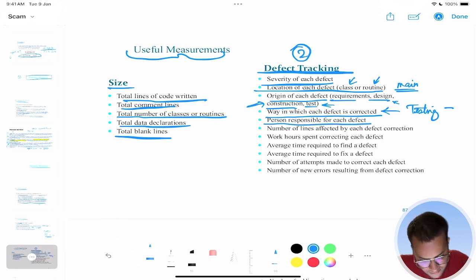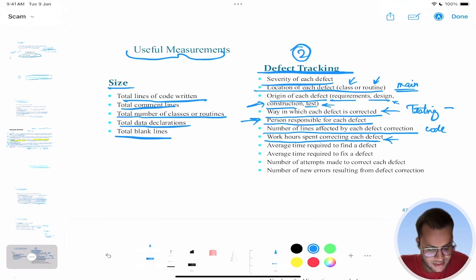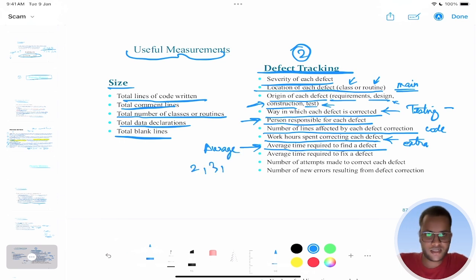Person responsible for each defect, the person who caused the defect. Number of lines affected by each defect correction. If I correct a defect, how many lines in my software are being affected? Work hours spent correcting each defect. These are the extra hours that I need to spend correcting the defect, and it will not benefit me in any way. Average time required to find a defect, like 2 hours, 3 hours, and the lower it is, the better for the software.